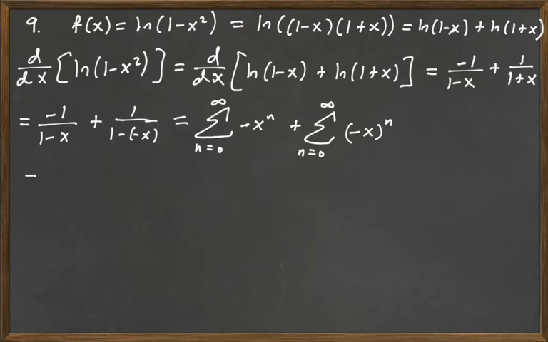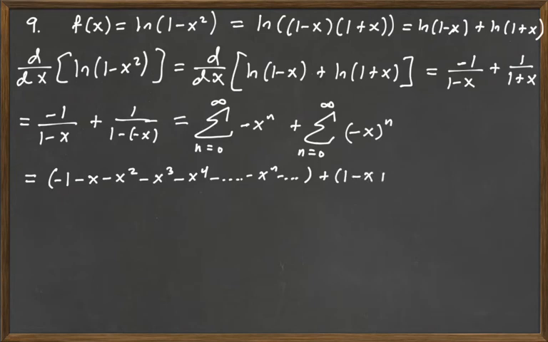Okay, and what we're going to do is write out some terms of each series here, and then we'll add up the coefficients on the like powers. So the first one we'll have is negative 1 minus x minus x squared minus x cubed minus x to the 4th, etc., minus x to the n, etc. Plus the second series will be 1 minus x plus x squared minus x cubed plus x to the 4th, all the way out, and we have alternation there. So it's going to be negative 1 to the n, x to the n, etc. And so we can start combining our like terms.